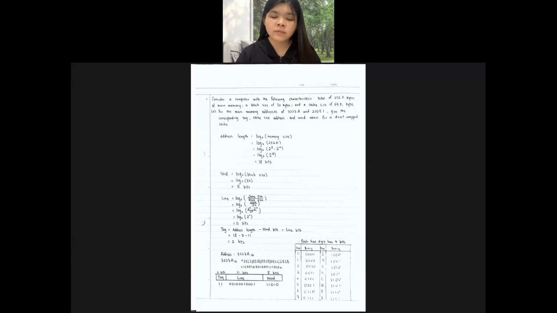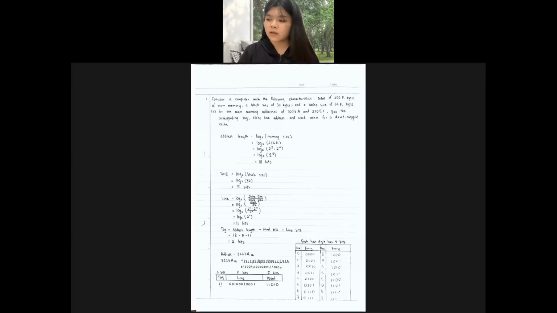And the tag uses the formula address length minus the word bits and minus the line bits, which will give 2 bits. Since each hex digit has 4 bits, and for this address we have 5 digits, we will have 20 bits for the address length. But our machine only needs 18 bits, so we need to cancel the first 2 bits in front. Then we change the address into binary and split it into the 3 parts, which are tag, line and word, based on the bits that we found from the equations.